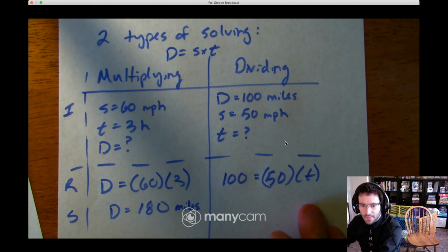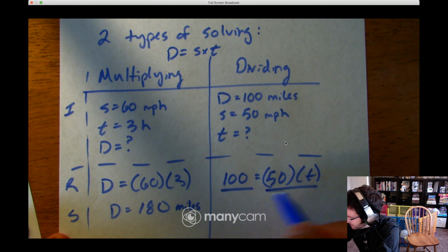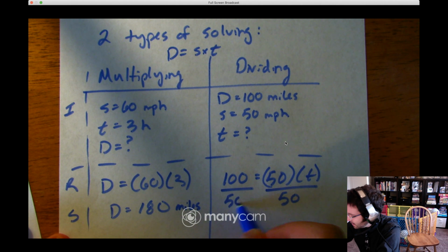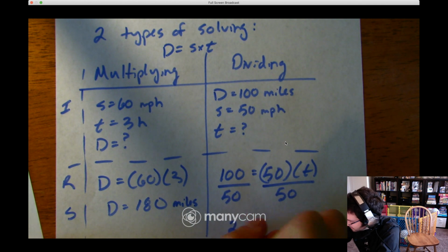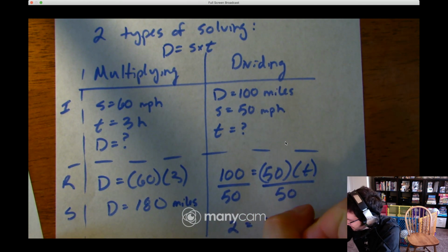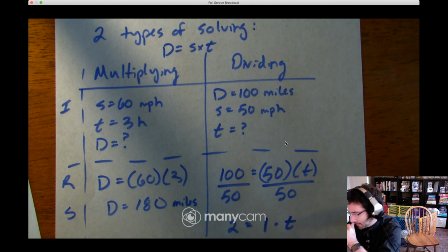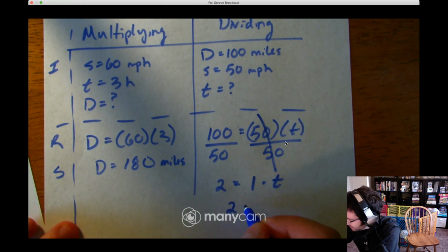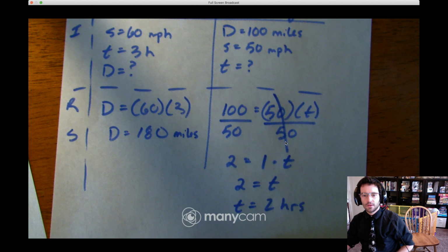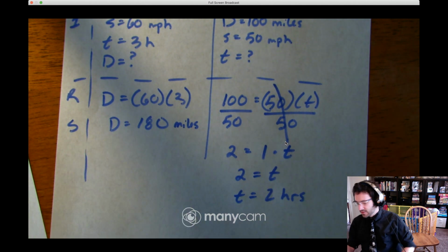Okay, now t is not by itself. I can't just multiply this time. I have to get it by itself. So instead, to remove the 50, I'm going to divide by 50. And let's do the true algebra move on this. 100 divided by 50. 50 goes into 100 twice, so we just get 2. 50 divided by 50 is 1, and t stays there. Now, anything divided by itself is 1, and anything multiplied by 1 stays as itself, which is why a lot of times they'll show that you can just cross this out, and we'll be left with 2 equals t, or t equals 2 hours. Okay, so now it's up to you to decide which of these two versions of solving you need to solve this problem.